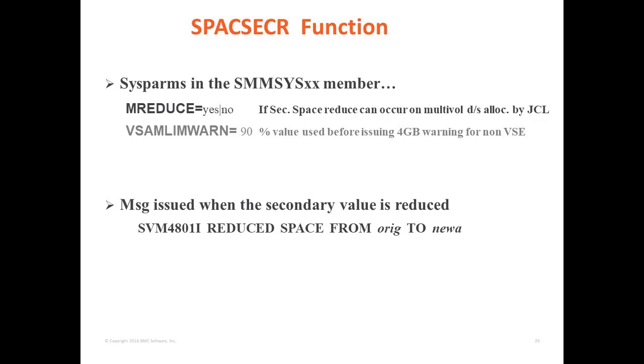The SPACSECR function does have 2 global sysparms. mReduce, which allows secondary space reduction, can occur on multi-volume datasets allocated by JCL. The VSAM lim warn is used by several functions, which warns users when a non-extended format VSAM dataset is approaching the defined threshold percentage. There is only one message produced for a successful reduction, which states the original amount and the new amount.